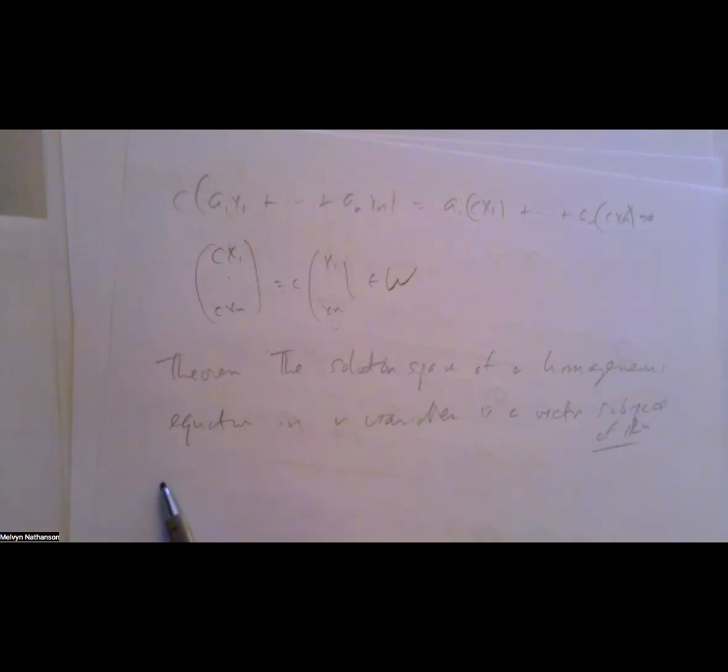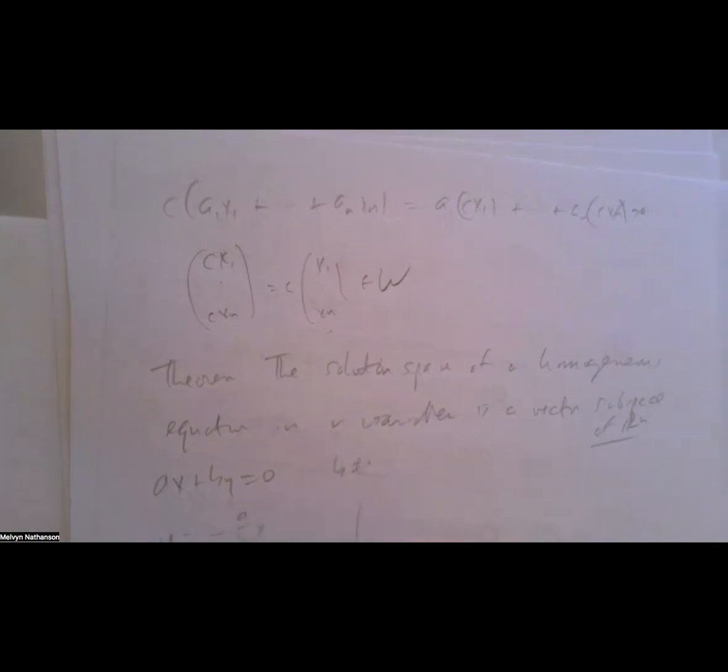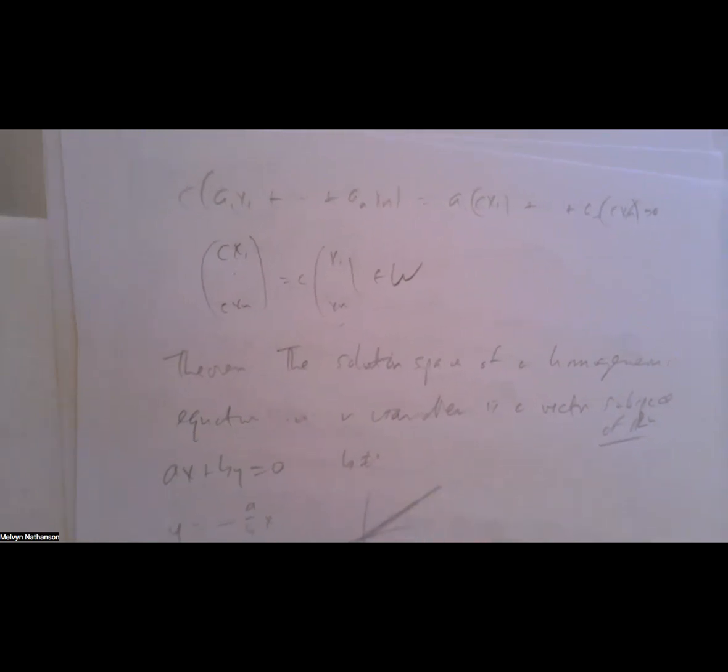So in two variables, if you have an equation ax plus by equals 0, what's the solution space? Solve for y. y is minus a over b x, if b is different from 0. It's just a line through the origin, with slope minus a over b. That's my solution space W. And typically for equations in two variables, the solution space of an equation is always a line through the origin in the plane.